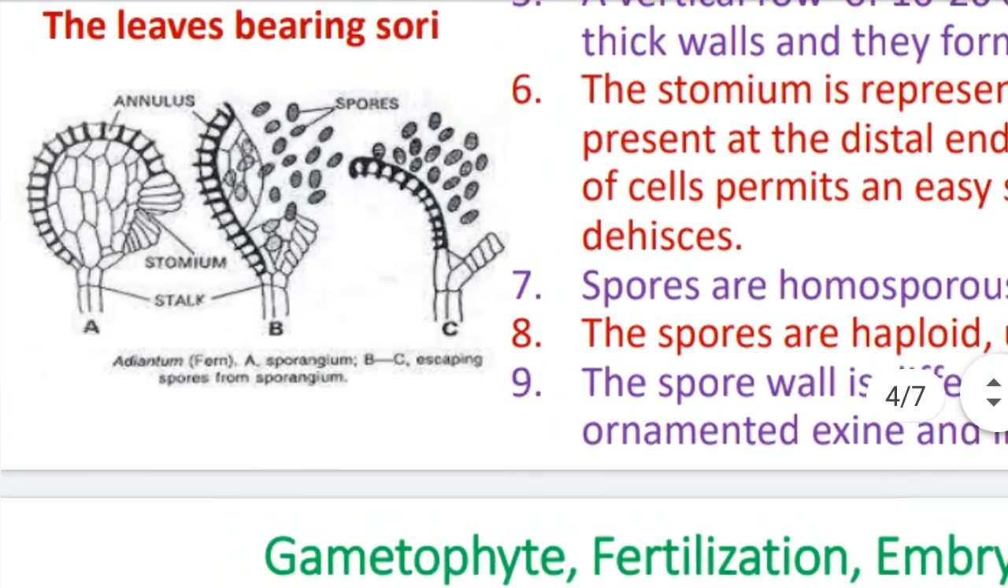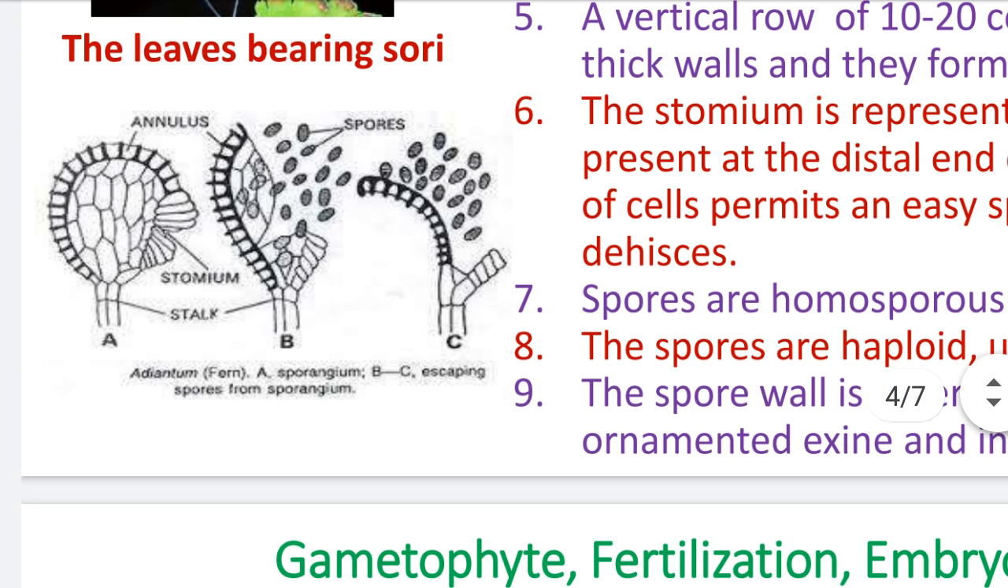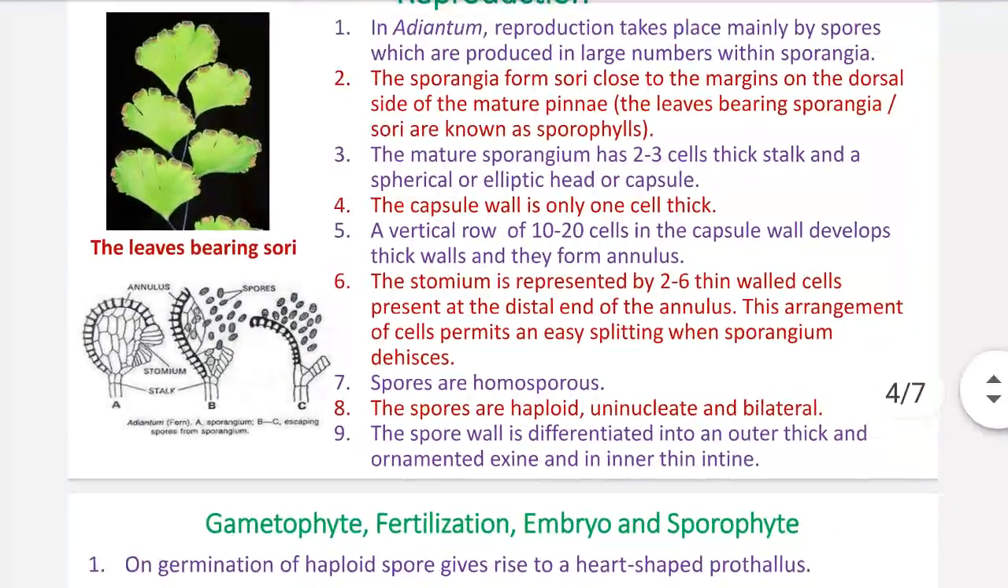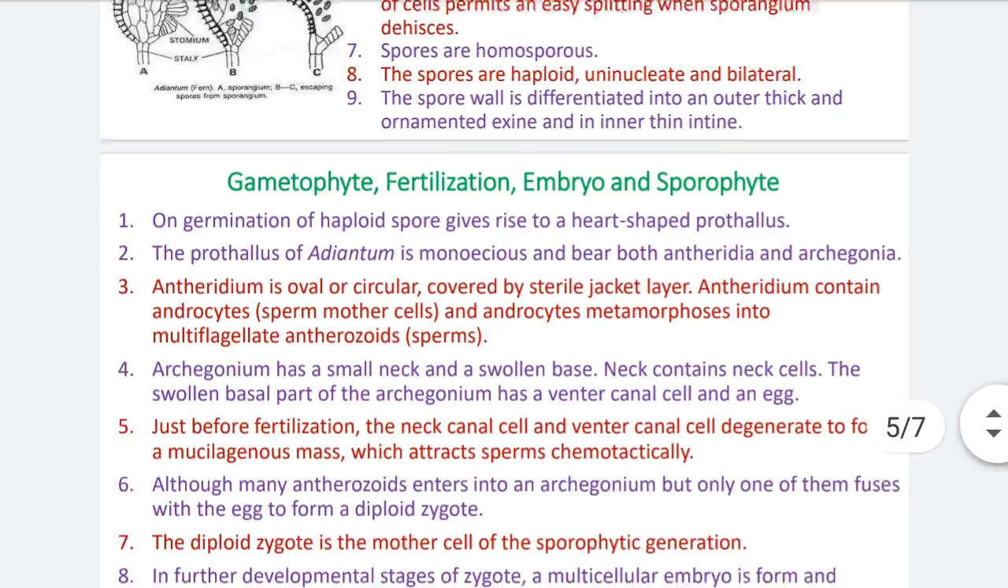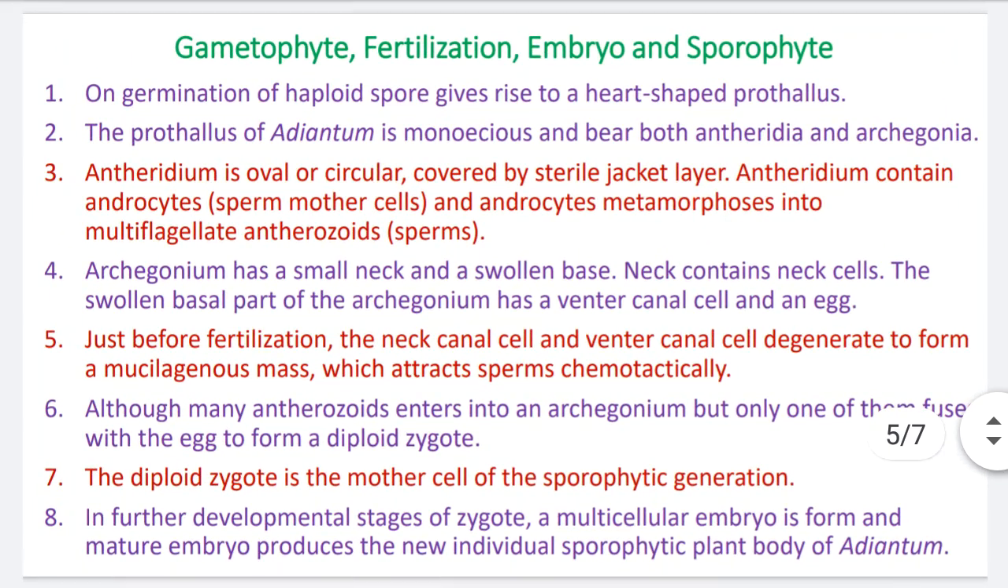The parts of the matured sporangium are the annulus, then the stomium, then the small stalk. This stomium is useful for the rupturing of the sporangium, and after rupturing, spores, which are homospores, all similar in size, structure and shape, are liberated or come outside from the sporangium. So this is the reproduction by spores in Adiantum.